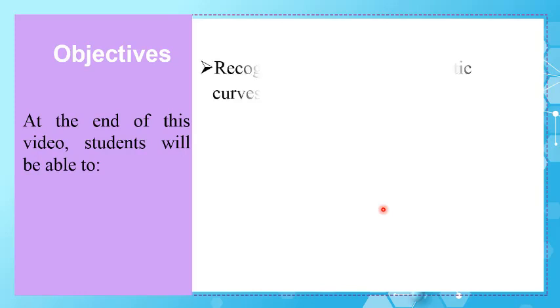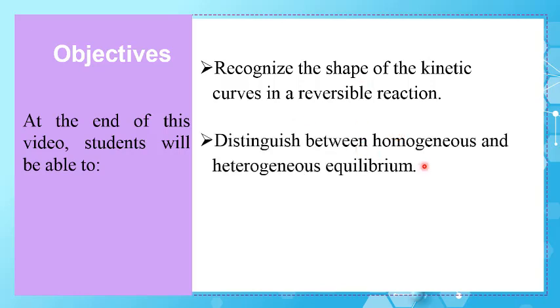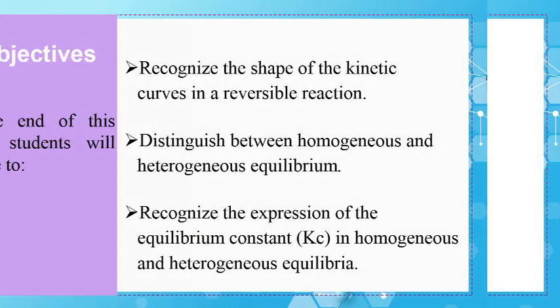Let's start with the objectives. In this lesson, we have to recognize the shape of the kinetic curves in a reversible reaction. We have to distinguish between homogeneous and heterogeneous equilibrium. And finally, we have to recognize the expression of the equilibrium constant Kc.